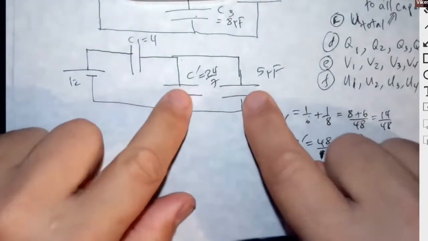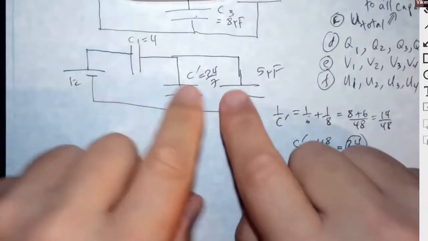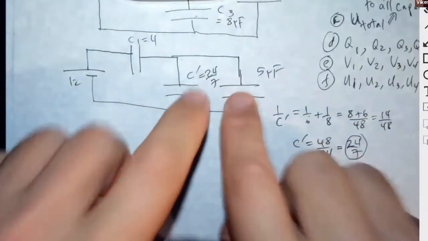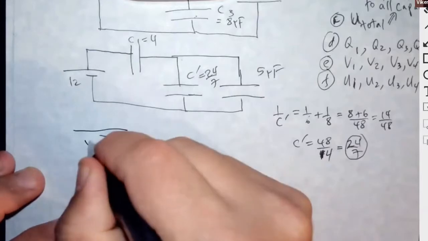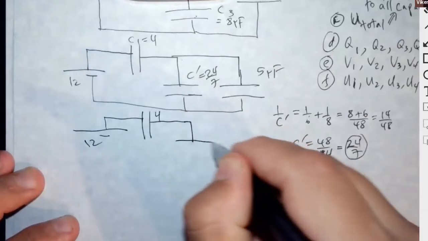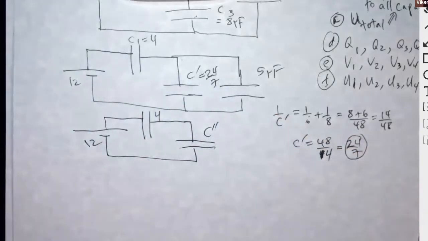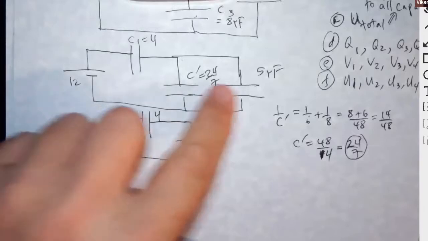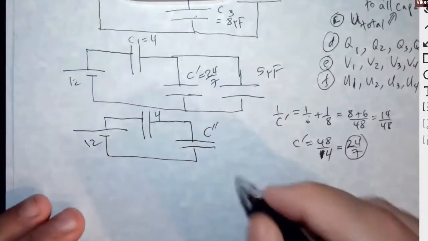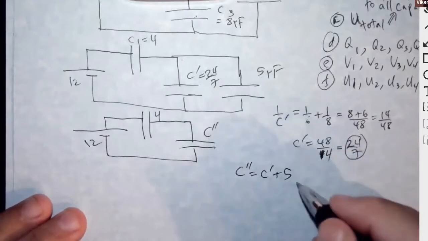Okay, then you're going to say these two are in parallel. So you can't say this is in series with this. This is in series with the combination of this, you see. So you have to do the parallel first. So this is going to be C double prime. Okay. So then you're going to add these two. These are parallel, so we can simply add them, right? C double prime is equal to C prime plus 5. So then add 5 to this.